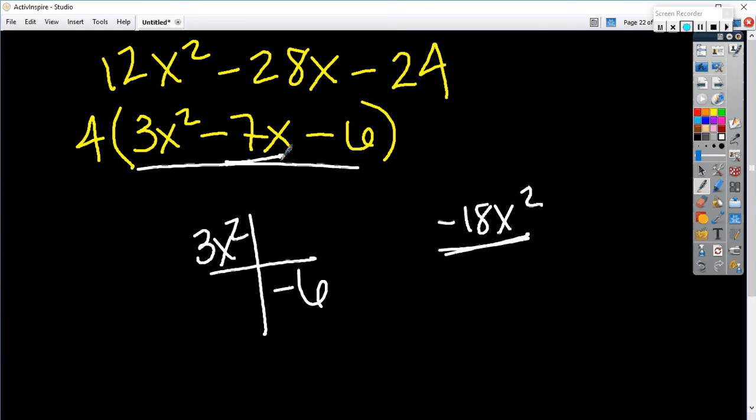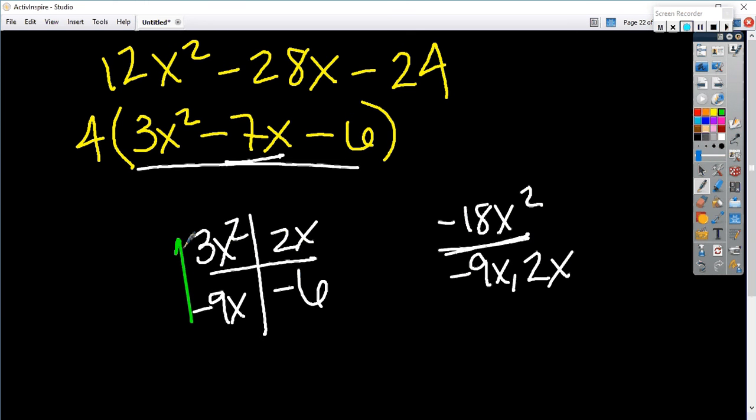9 and 2. Which one's negative? Negative 9. Doesn't matter which box they go in. What's the GCF? 3x. Notice I'm not making it negative because only one of them is negative. How about here? 2. Just 2, right? Because the 6 doesn't have an x to give.